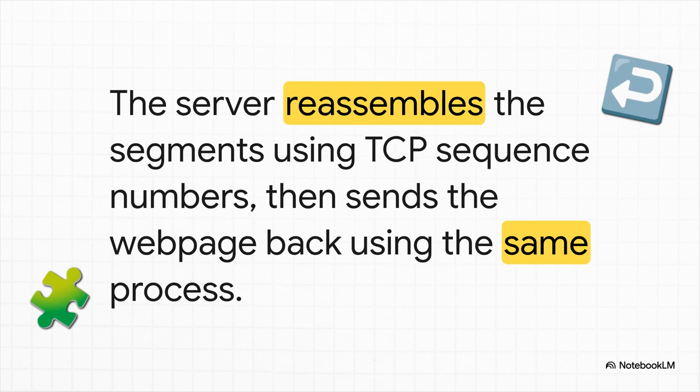The web server gets hit with all these little numbered postcards, and because of those TCP sequence numbers, it knows exactly how to put them back together in the right order to read your original request. It gets the message loud and clear. And then it does the exact same thing, but in reverse. It chops up the web page into a bunch of new postcards, wraps them all up, and sends them on that same incredible hop-by-hop journey right back to you.